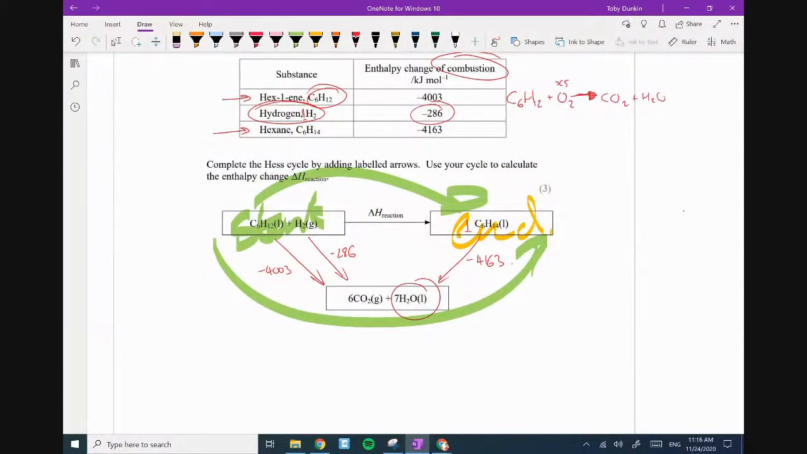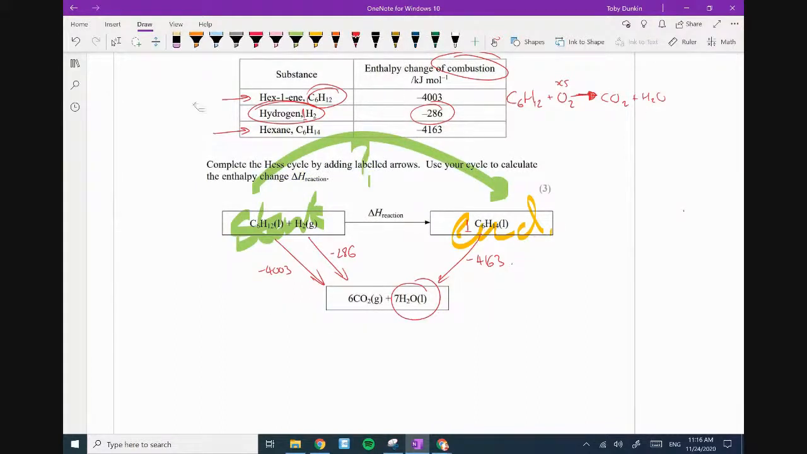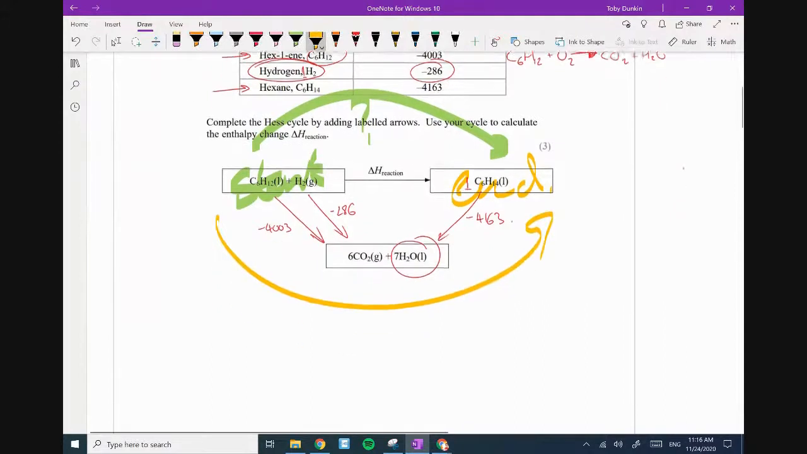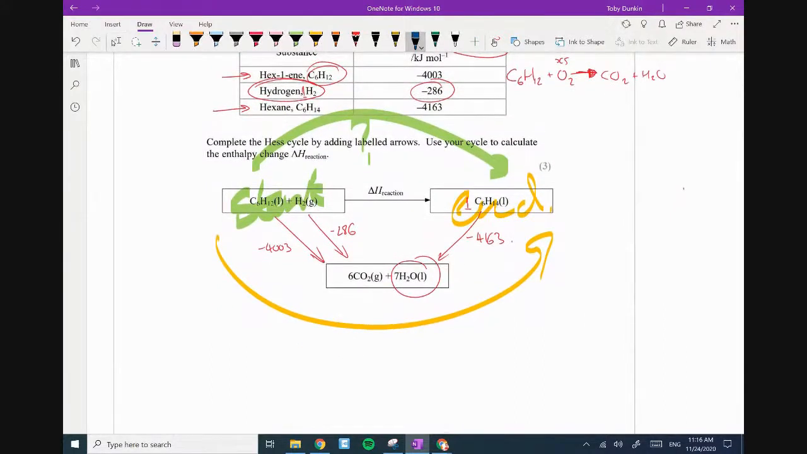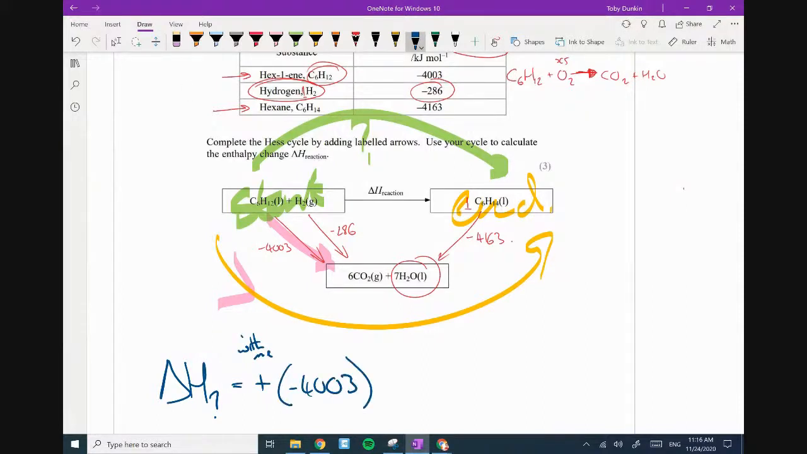So this is the original. I'm going to do them in different colors. Here's the original, this is what I'm looking for, and here's the new route. There's the new route. So now we need to build our equation. So this arrow here is going with me. So I'm going to say delta H question mark equals plus, it's with me. That plus means with me. Brackets minus 4003, close brackets.